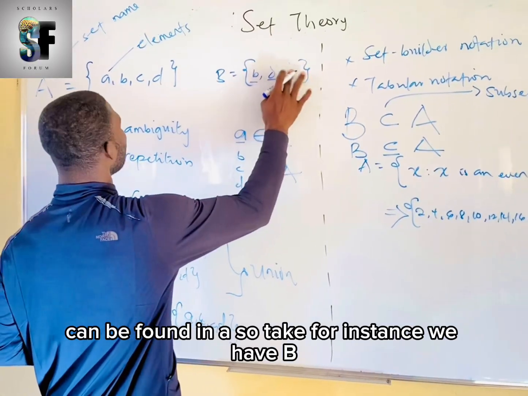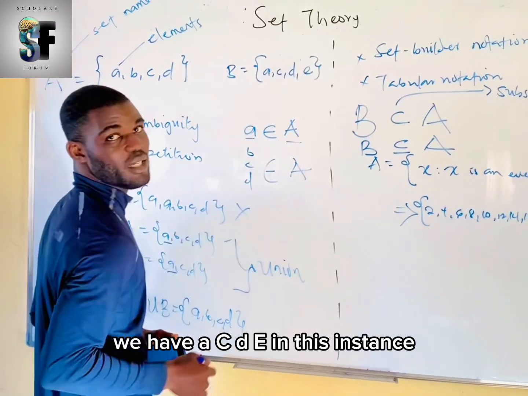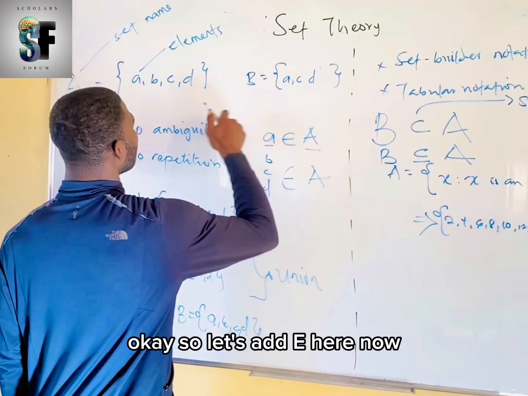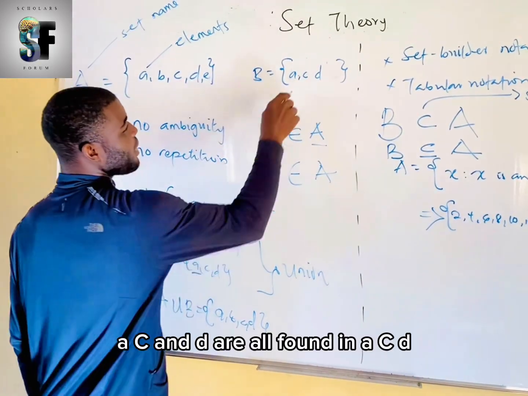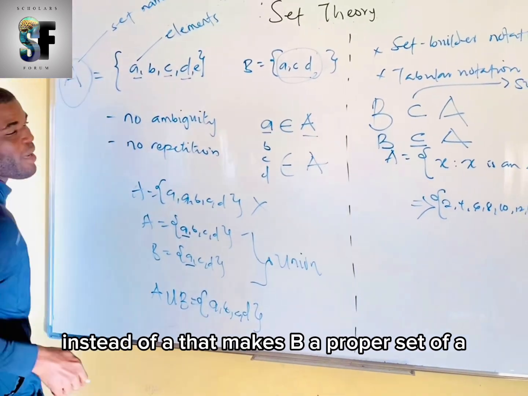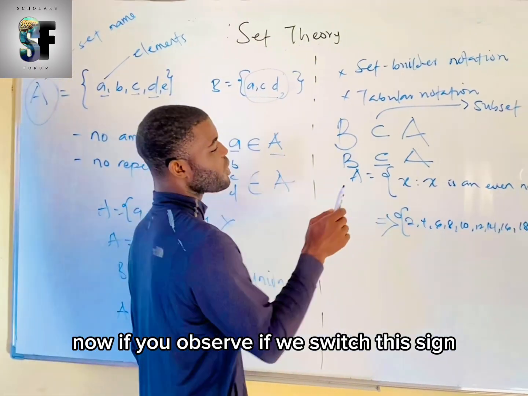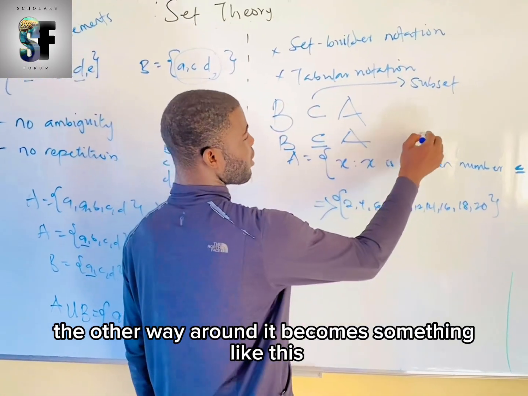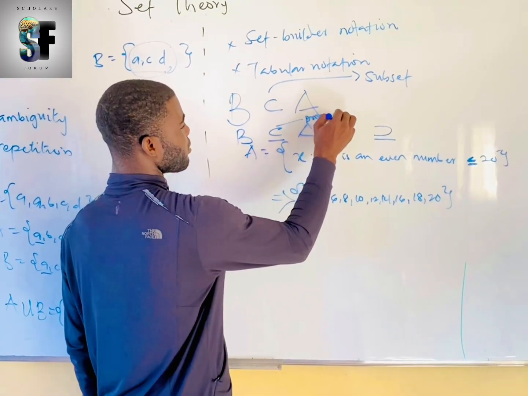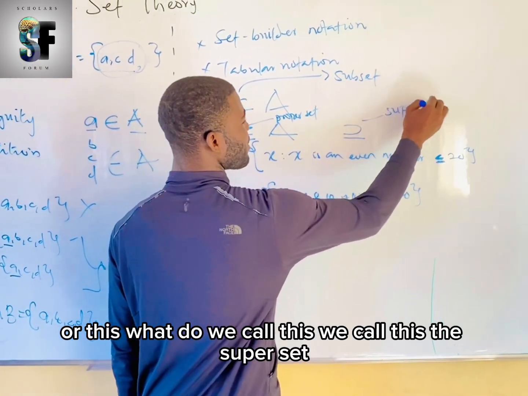So take for instance, we have B, we have A, C, D, E. In this instance, automatically you can see, okay, now let's remove this. Let's add E here. Now, A, C, and D are all found in A, C, D, in set A. That makes B a proper set of A. Now, if you observe, if we switch this sign the other way around, it becomes something like this. Now, this is called proper set. But this, what do we call this? We call this the superset.